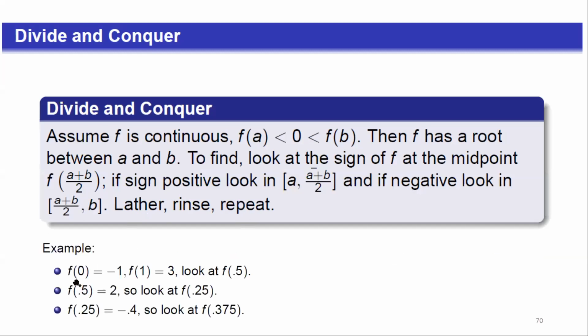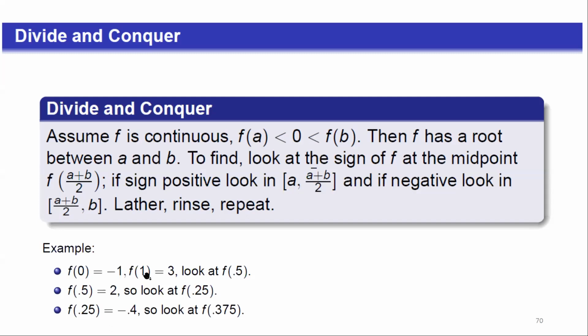So for example, imagine f of 0 is negative and f of 1 is positive. So we look at the midpoint, f of a half. And let's say f of a half is 2. So it goes negative, positive, positive. Must there be a root between 0 and a half?